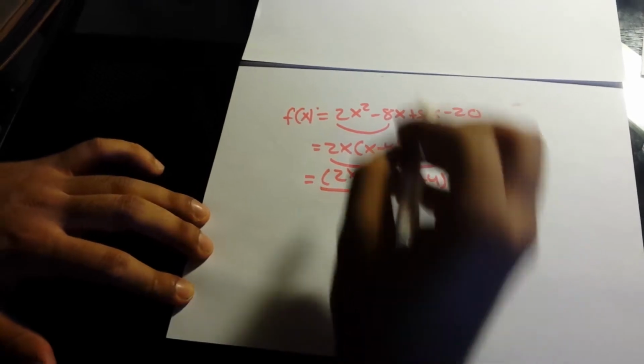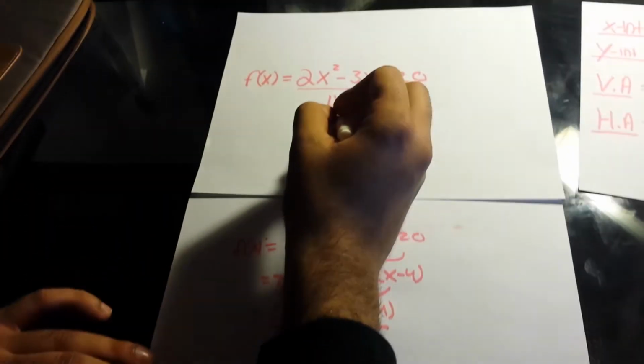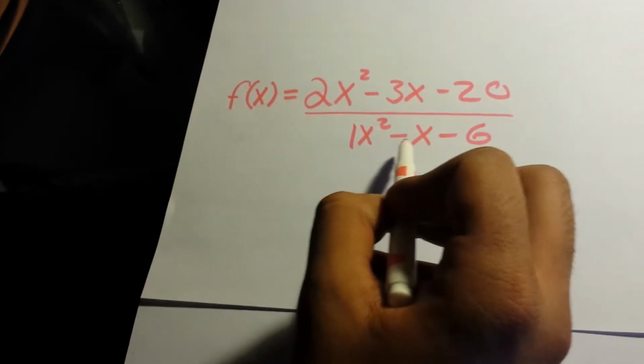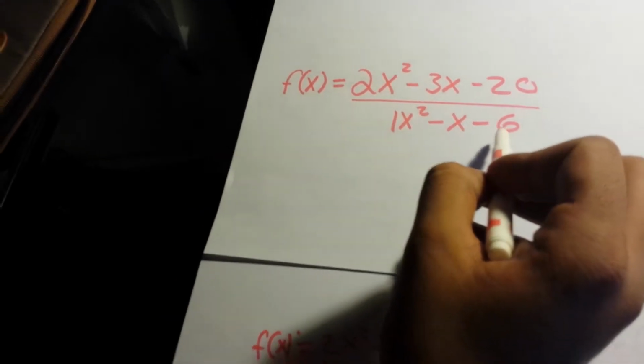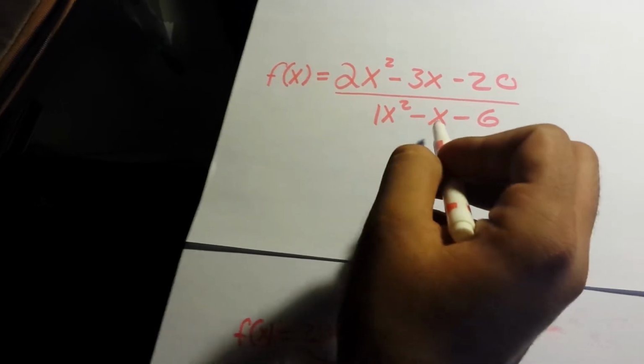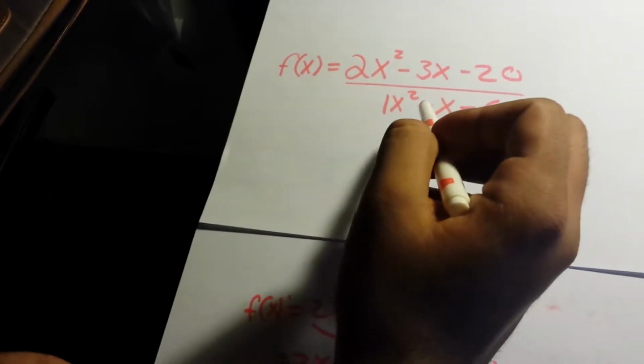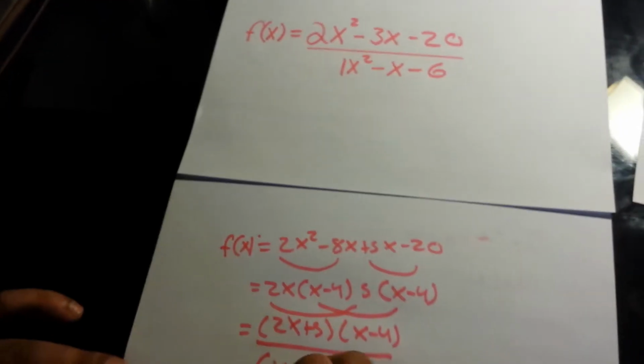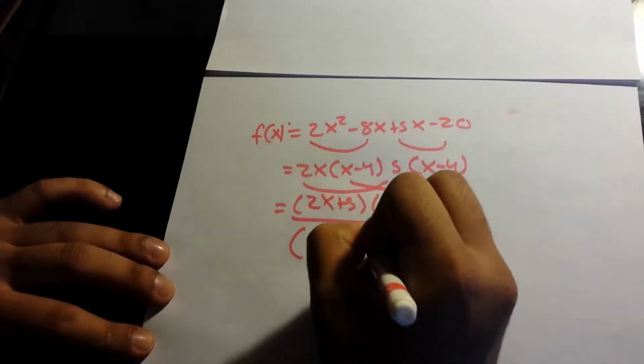Now that's the top. For the bottom, over here you have an imaginary 1, x squared minus x minus 6. So now you have to find two numbers that multiply to minus 6 and add to minus 1. And those two numbers give x minus 3 and x plus 2.